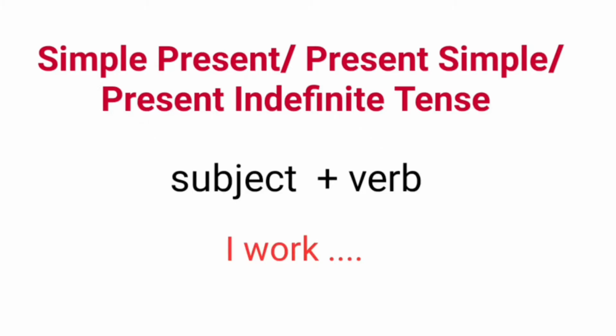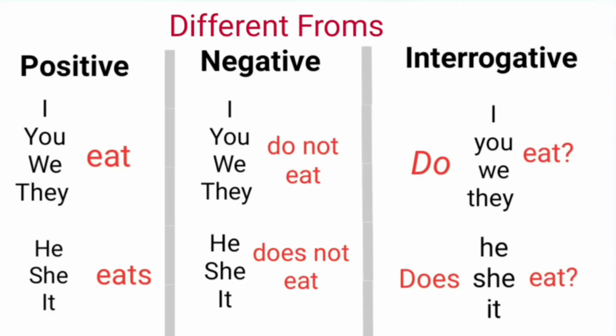Let's begin. Simple present tense is the most basic tense in English. It is called simple because its basic form consists of a single word like write or writes. Simple present tense is also known as present simple or present indefinite tense. Its structure is subject plus verb. Example is I work. You can complete the sentence as I work in London.